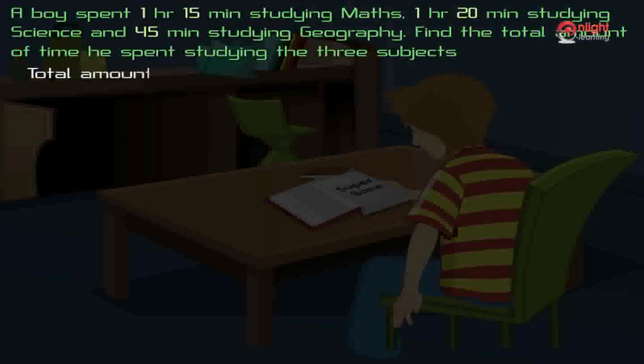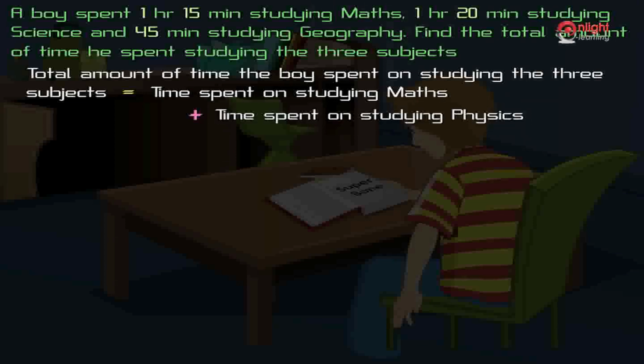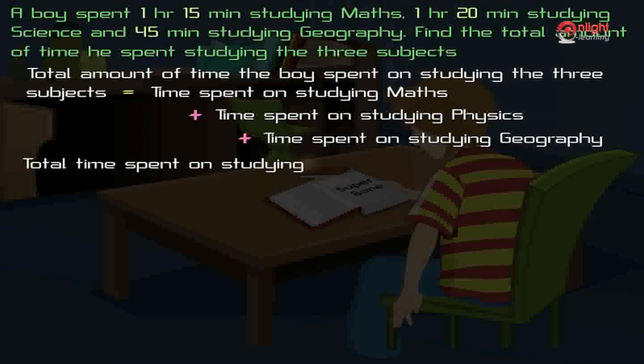The total amount of time the boy spent studying the 3 subjects is equal to the sum of the time spent studying maths, science, and geography. Hence, total time spent studying is equal to the sum of 1 hour 15 minutes, 1 hour 20 minutes, and 45 minutes. First, we arrange the time in columns.